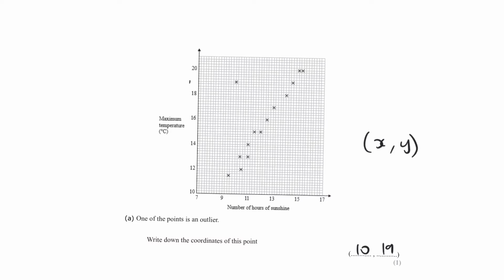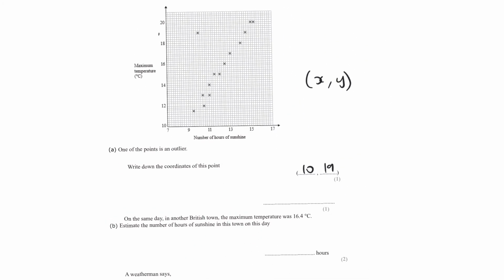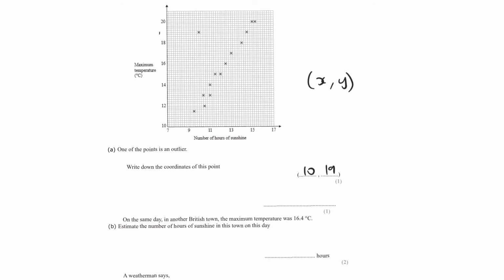Okay. So if we now scroll down to the next part of the question. It now says that on the same day in another British town, the maximum temperature is 16.4 degrees, and it wants us to estimate the number of hours of sunshine in this town on this day. So whenever it comes to an estimate question to do with scatter graphs, there tend to always be 2-mark questions. So your first mark will always come from drawing your line of best fit.